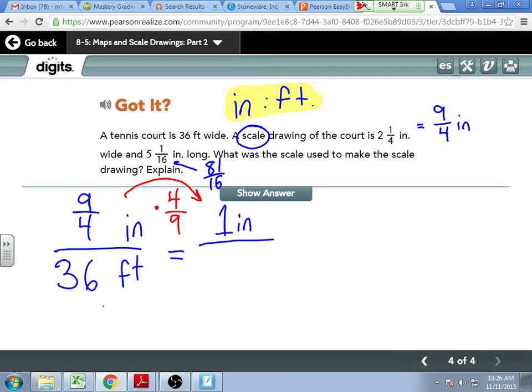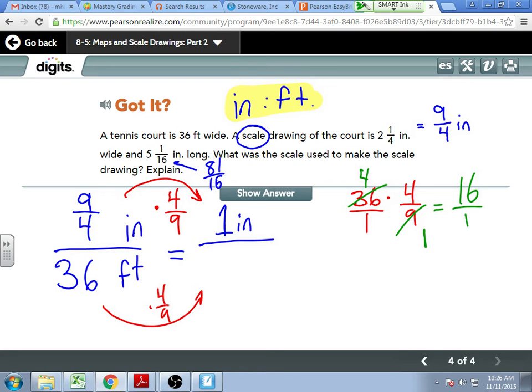And that means I have to do the same thing on bottom. So what I really have is 36 times 4 over 9. Well, I can make 36 over 1. I have some cross canceling that can happen. Nate? 36 divided by 9 is 4. So I get 4. This turns into 1. I really get 16 over 1, which is my answer right here. So 1 inch is just 16 feet.